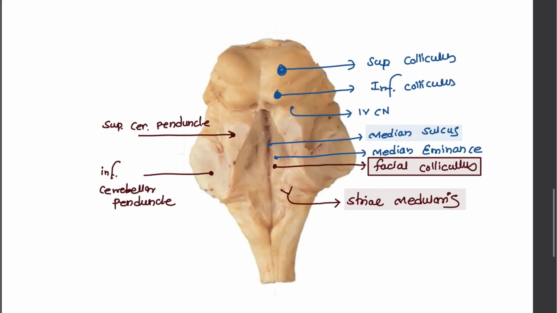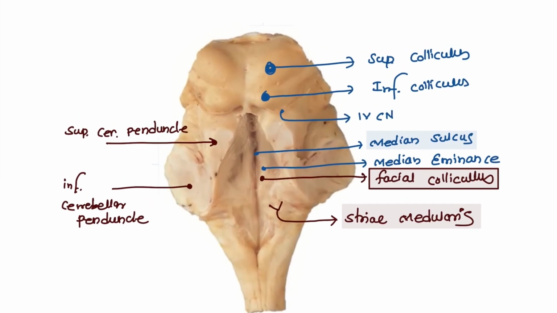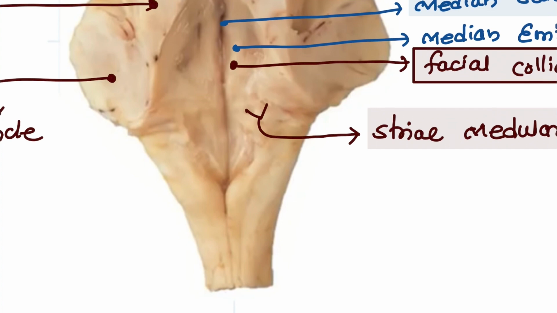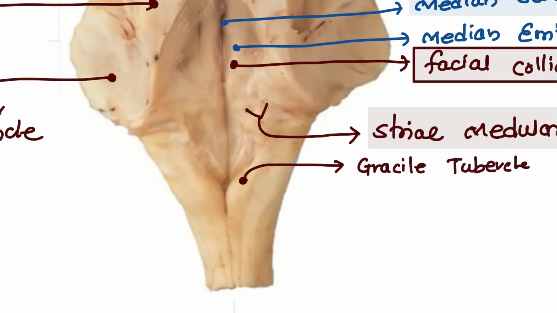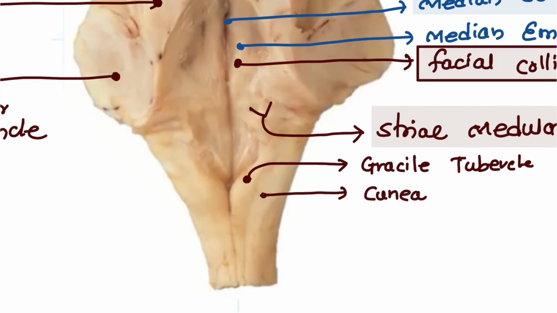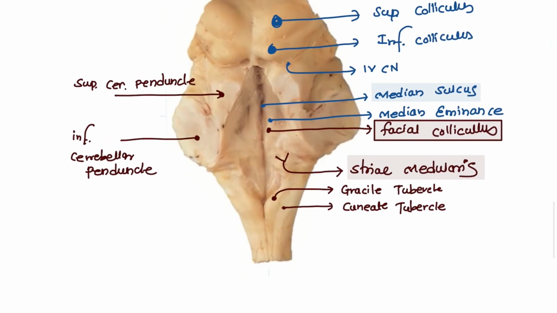Now look over here, we have two tubercles, the cuneate and the gracile. The cuneate and gracile tubercles are structures located on the posterior aspect of the medulla oblongata. They appear like small elongated bumps or elevations. They are associated with the nucleus gracilis and nucleus cuneatus, which are involved in the transmission of sensory information related to touch, vibration, and proprioception from the body to the brain.